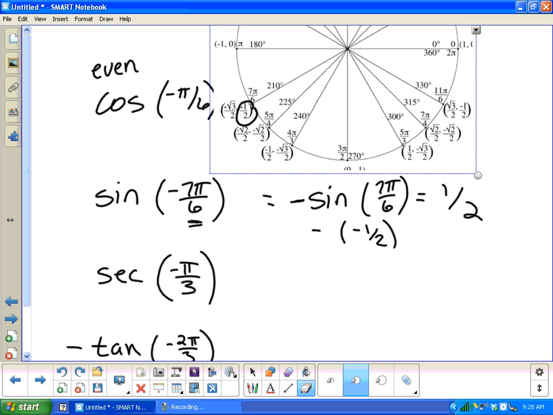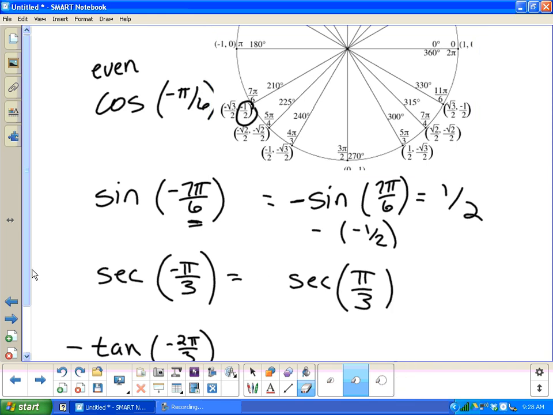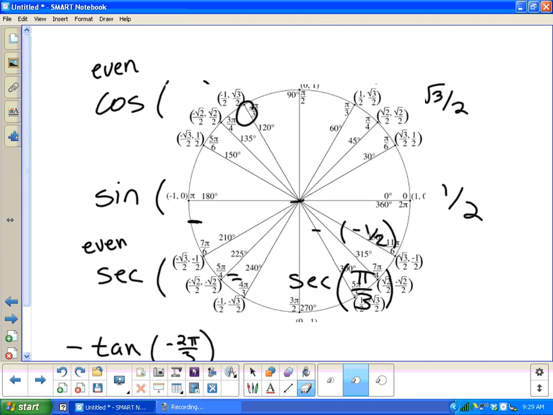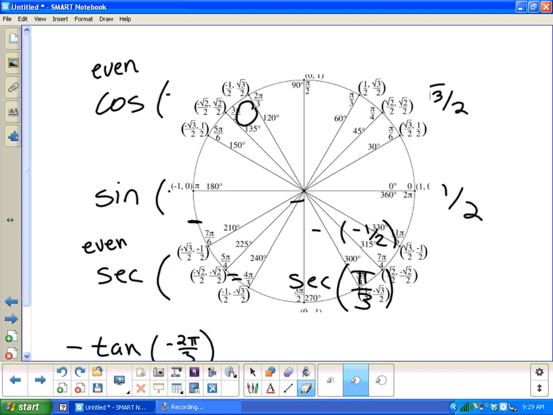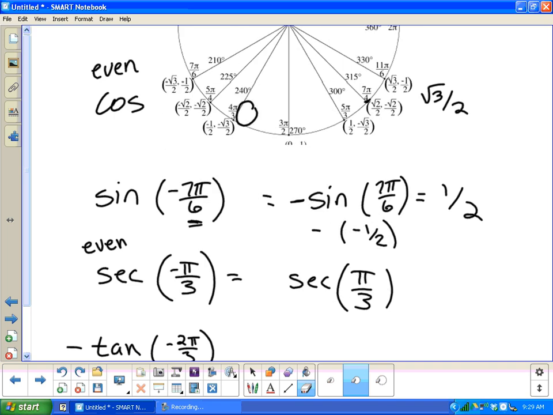All right, secant really wouldn't be a good one, but let's look at it. Secant of negative pi over 3. Again, let's rewrite it. Is this going to be secant of pi over 3, or is it going to be negative secant of pi over 3? Because secant is even. Now let's go to pi over 3. At pi over 3, how do we do secant? Reciprocal of cosine. So cosine is 1/2, so it would be just 2. All right, that's it.